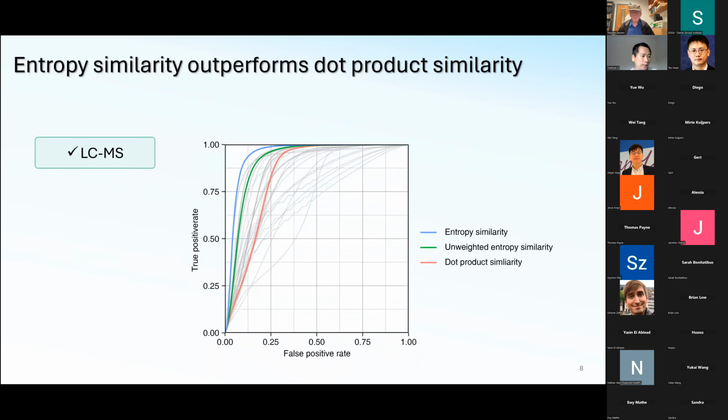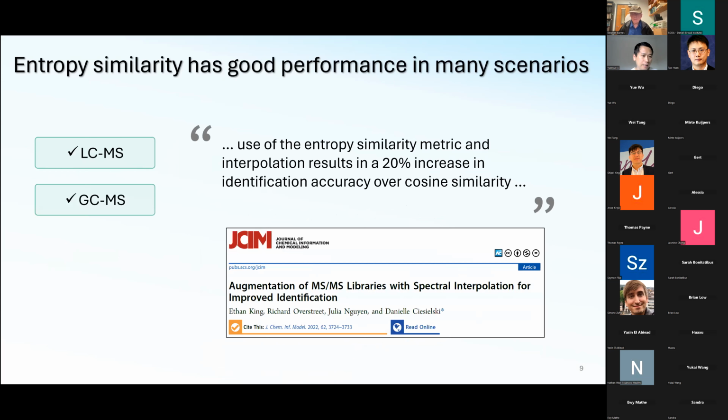Okay, after that, we tested the entropy similarity's performance against the dot product similarity in LC-MS, and we found it outperforms the dot product similarity a lot. And then we thought it was good, so we published these ideas, and there are many different labs. They also tried the entropy similarity in other scenarios.